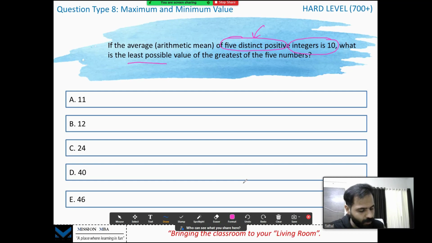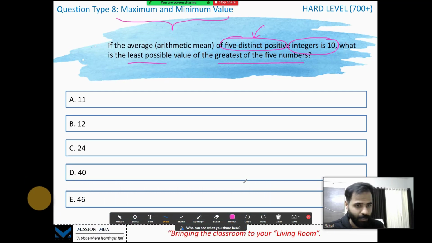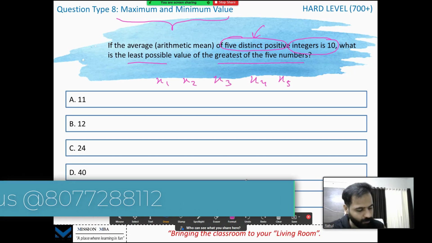What is the least possible value of the greatest number of 5 terms? Now these are confusing terms, guys. That's why I've written it as maximum and minimum value. So he is asking us that out of these x1, x2, x3, x4 and x5, you have 5 terms.